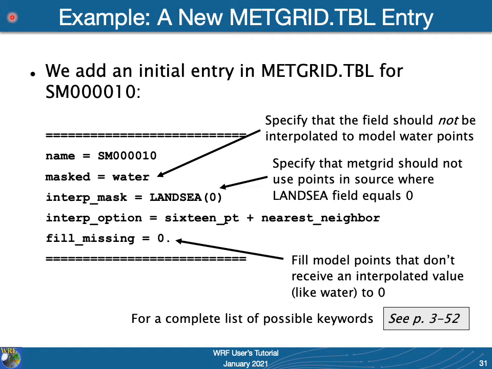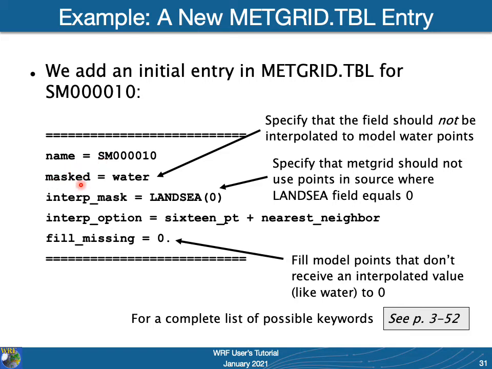So the soil moisture field that we saw in the previous slide is completely unsuitable for use in our model simulation. And that message that was printed to the terminal screen is our indication that we should create an entry in the metgrid table for the SM000010 field, which we'll refer to as soil moisture from here on out. So using our text editor of choice, we can open up the metgrid table and create a new entry. So we know that the name keyword should be set to SM000010 because we're creating an entry for the soil moisture field.